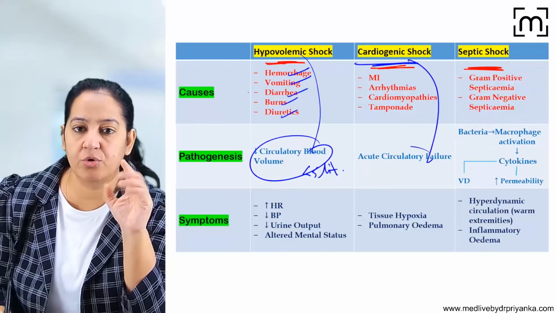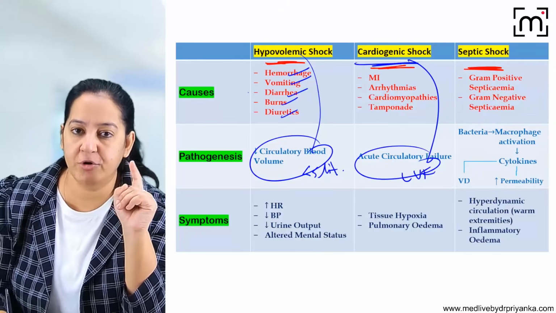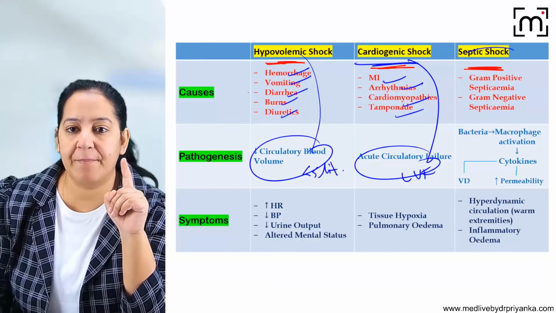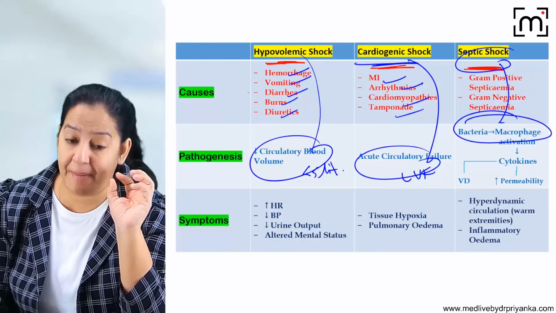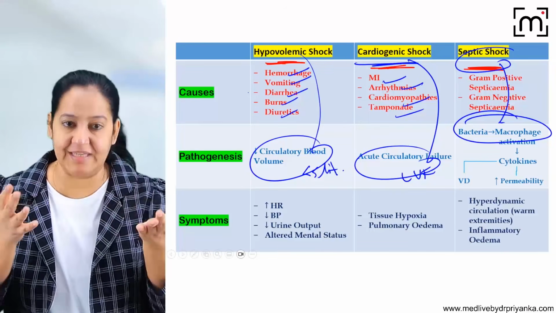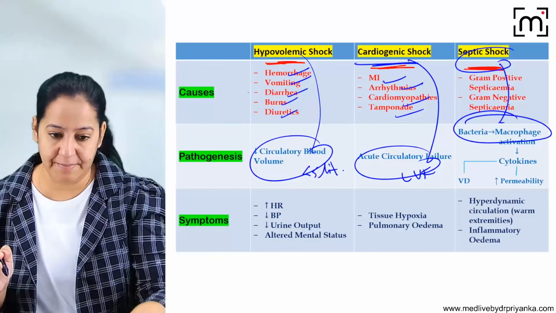Cardiogenic shock is due to left ventricular failure, maybe due to MI, arrhythmia, cardiomyopathy, tamponade. And septic shock is due to infection, the bacterial infection, gram-positive or gram-negative. So first see the pathogenesis and see the causes, and now you can tell me the symptoms.